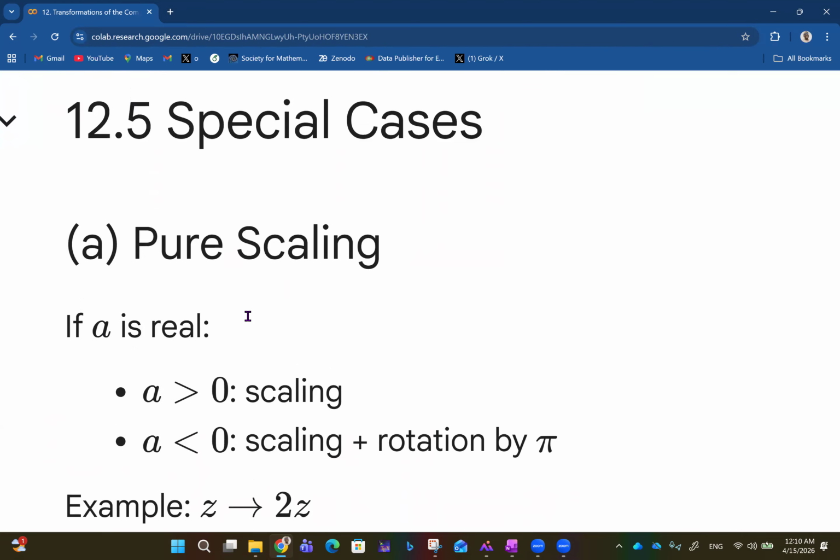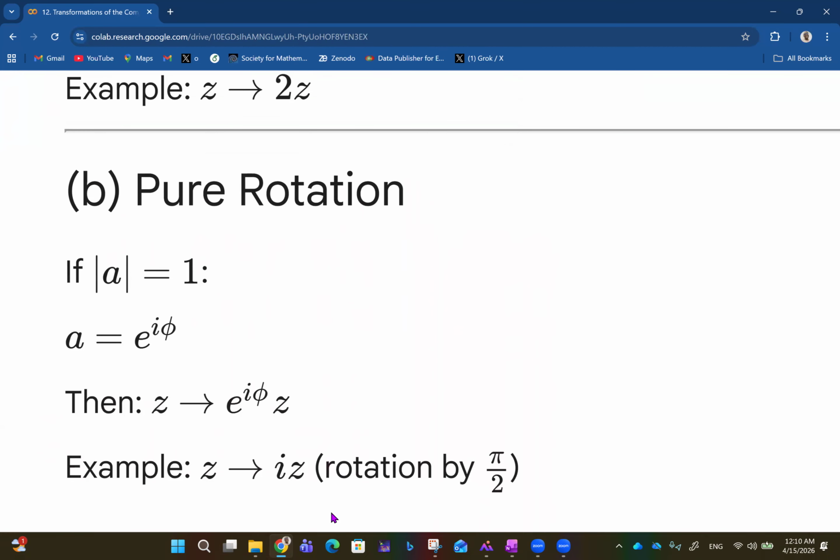So we then have pure rotation. For pure rotation, if the magnitude of A is equal to 1, then A becomes e raised to power I phi. Normally it should be R e raised to power I phi, but the magnitude of A, R, is now 1. So the absolute value of A is 1. Then we can say Z now becomes e raised to power I phi multiplied by Z, or if you like, Z e raised to power I phi.